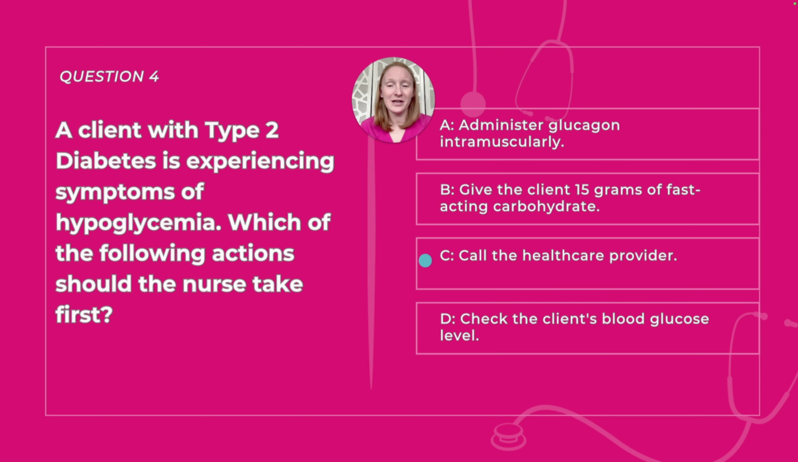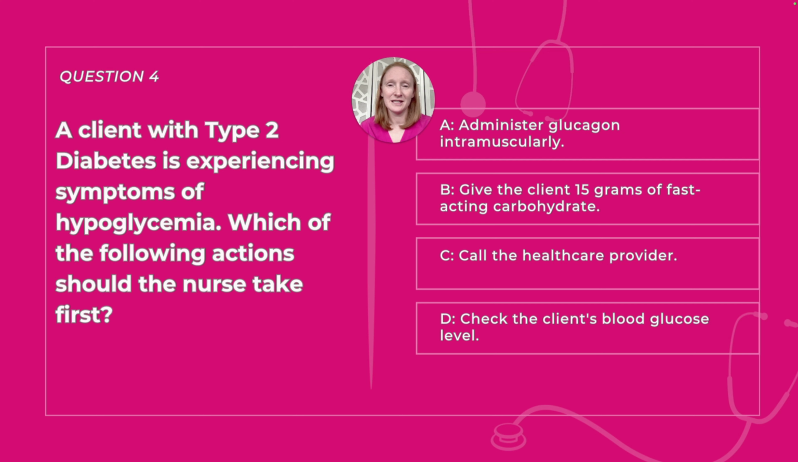C, call the healthcare provider. That's not better. We always throw this one out, right? Because if you call the healthcare provider, the first thing they're going to say is, what did you do for the hypoglycemia? And then you're going to look like an idiot. Cross out C. D, check the client's blood glucose level.